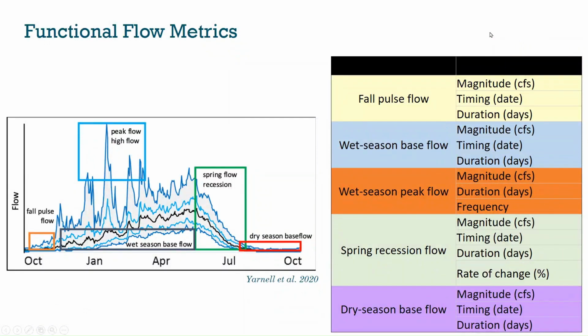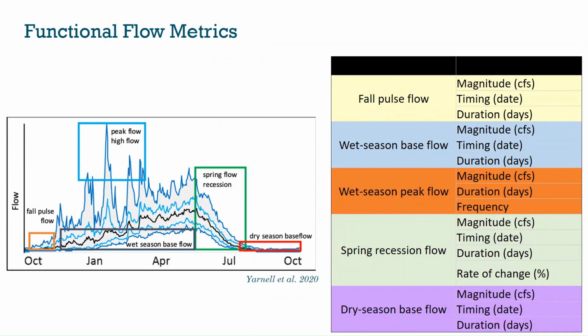But how do we turn that into something that actually has a number that people can work with and manage? Well, we break down each of these components of the hydrograph that we identify as having really important ecosystem functions. And then we have these different metrics. The metrics identify amounts of water, magnitude, it's timing of water, when do we need it? It's the duration of water, if we're talking about peak flows or base flows, like, well, how long do they really need to persist? We're talking also about frequency.